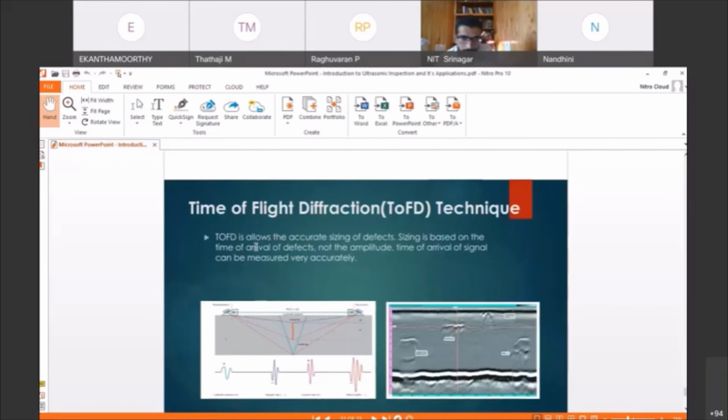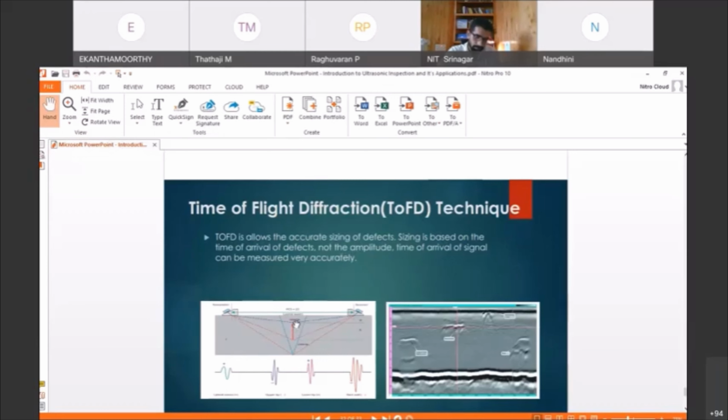And this one, the last slide, time of flight diffraction. This is one of the advanced techniques, which is basically used to do accurate sizing of the defects, especially vertical defects. If you see, this kind of vertical defect can be accurately sized. Why? Because it does not depend on the amplitude. It depends on the tip diffraction.